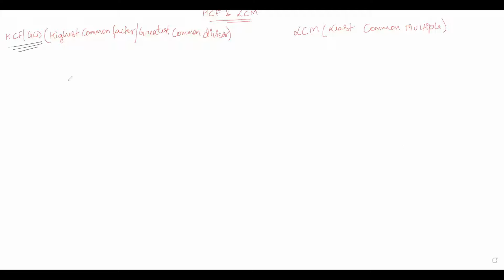What is HCF? HCF of two or more numbers is the highest divisor which divides all the numbers completely. For example, if I take the numbers 4 and 6, I want to find the highest divisor or the highest number which divides 4 and 6 completely. So we can see here 4 is nothing but 2 square and 6 is nothing but 2 into 3. So what is the highest number which will divide 4 and 6 both completely? This is nothing but 2. Why? Because 2 is that number which will be dividing 4 and 6 completely. So the HCF of 4 and 6 is 2.